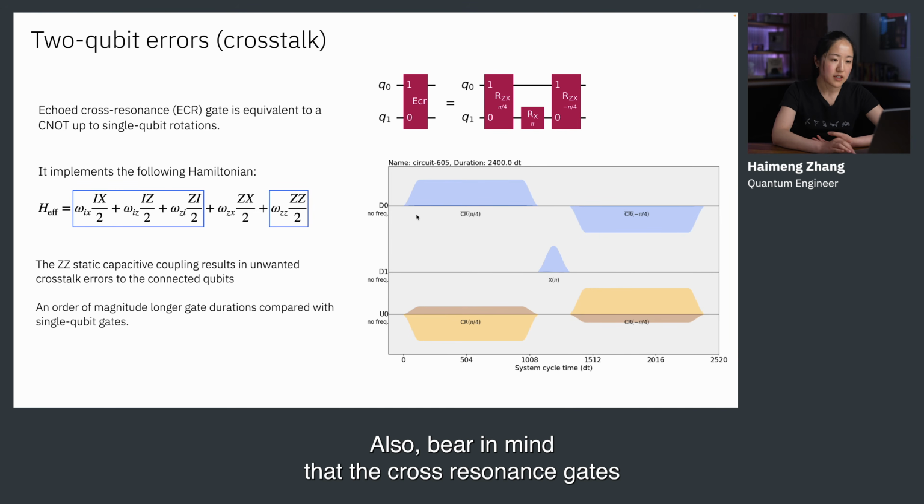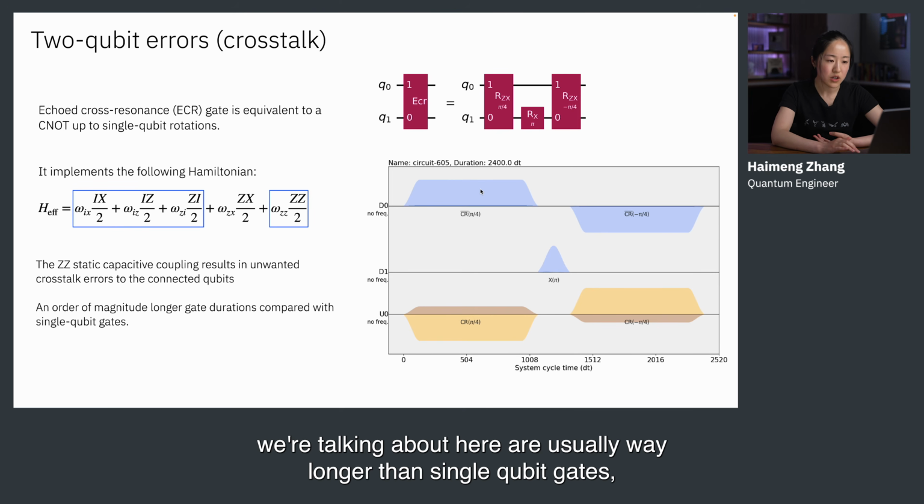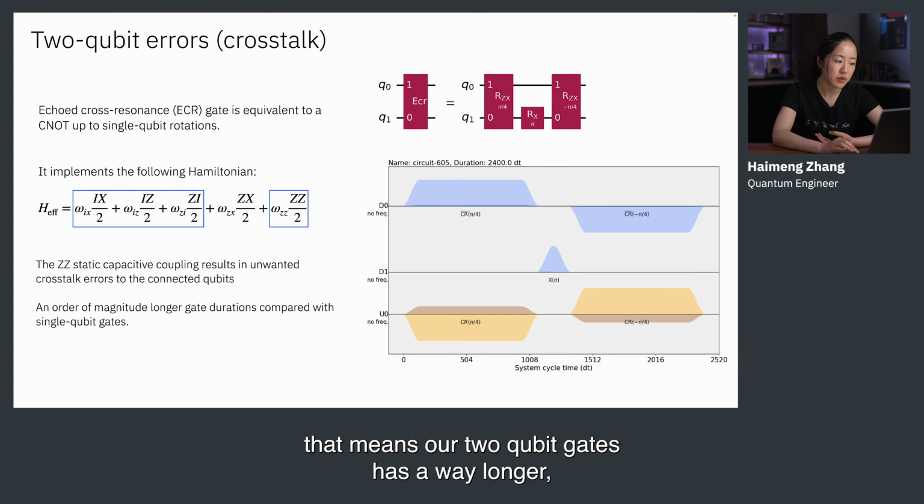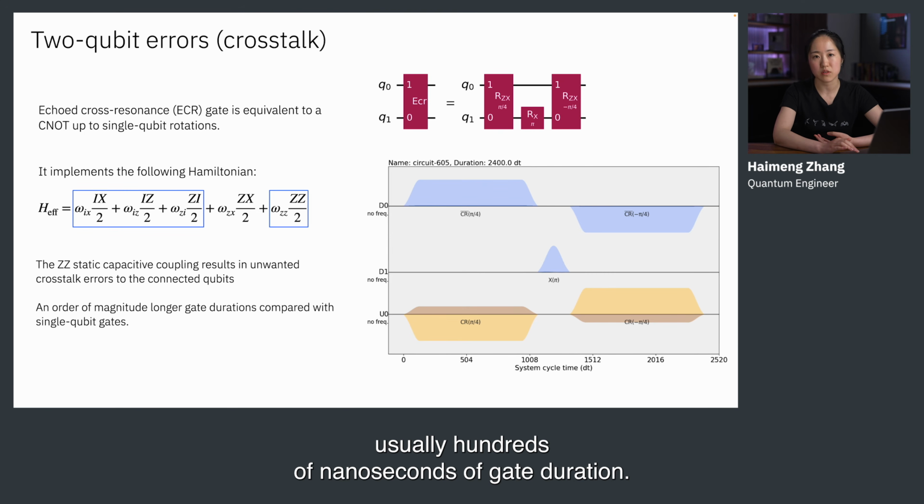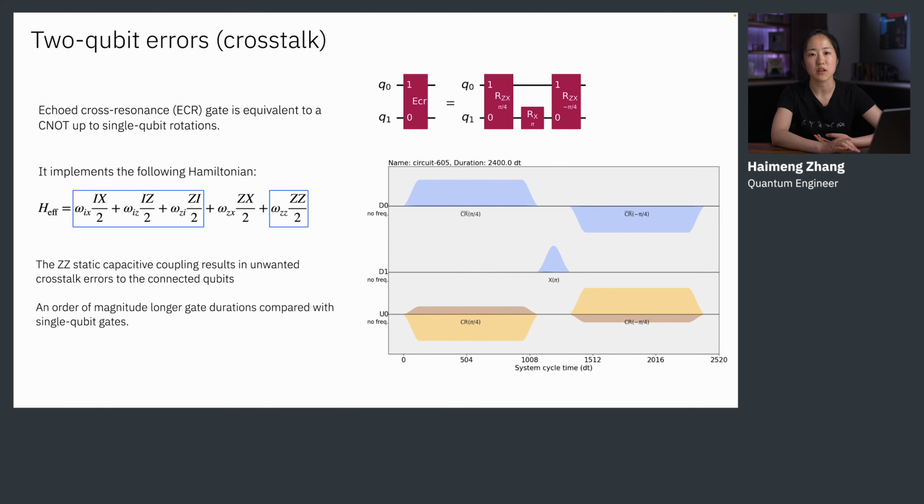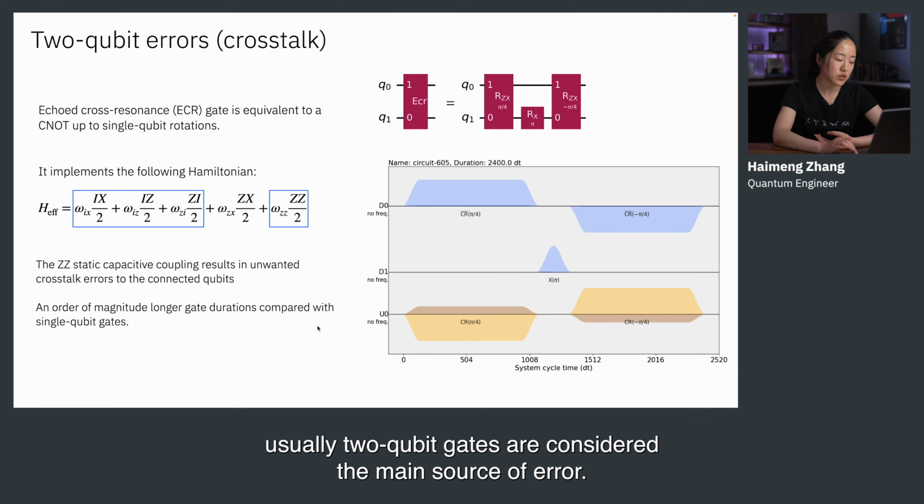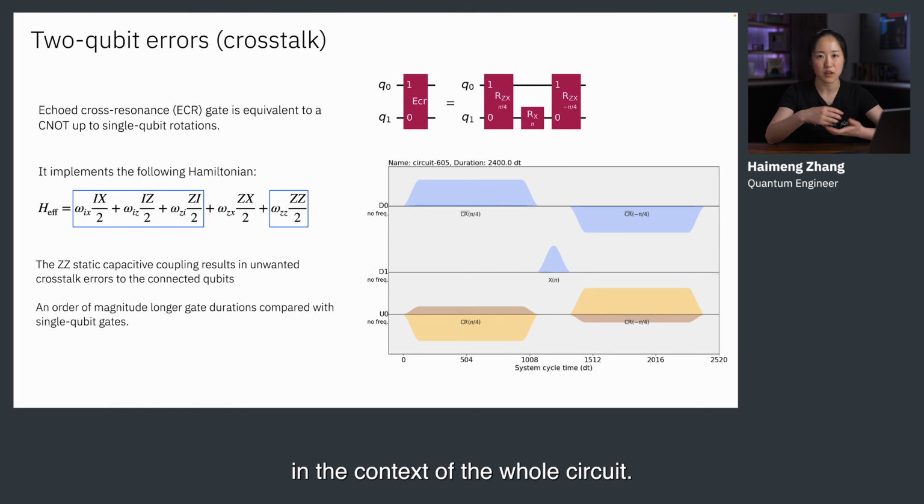Also, bear in mind that the cross-resonance gates we're talking about here are usually way longer than single qubit gates. That means our 2 qubit gates have a way longer gate duration, usually hundreds of nanoseconds. So that's why 2 qubit gates are usually considered the main source of error in the context of the whole circuit.